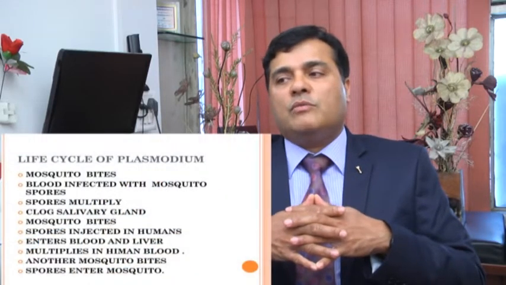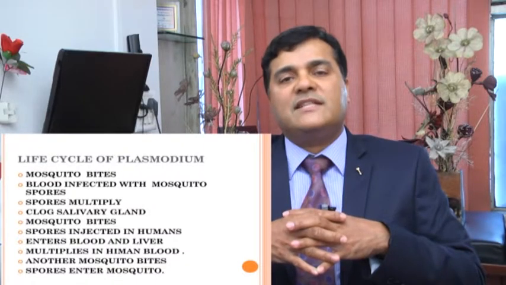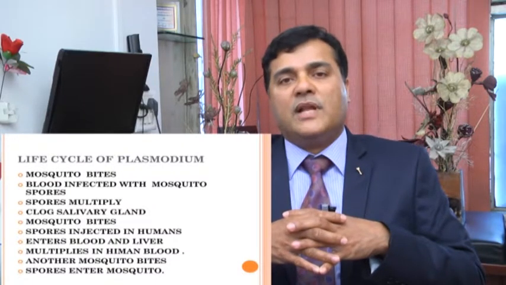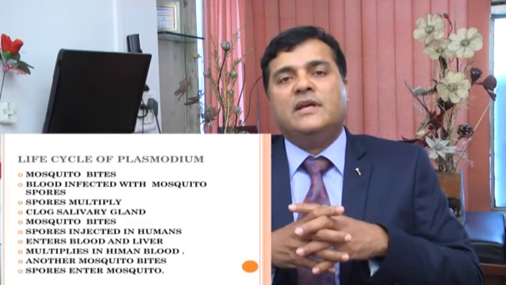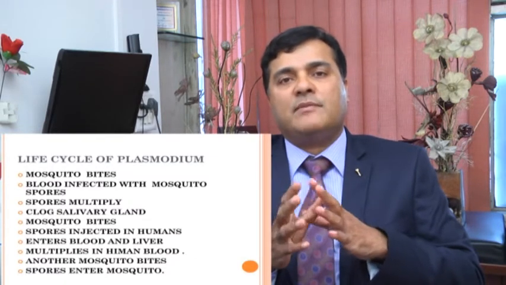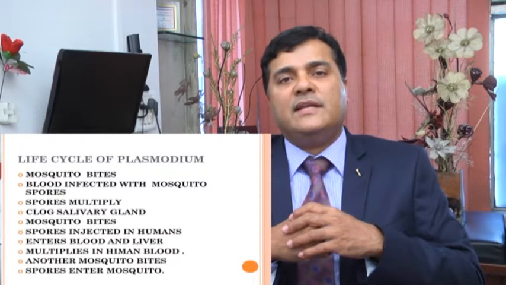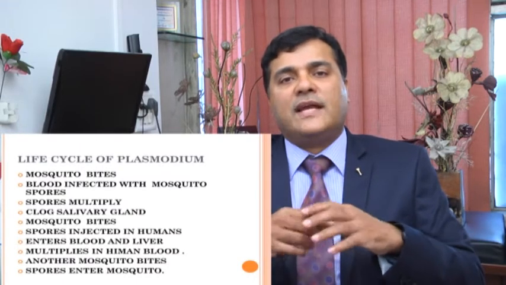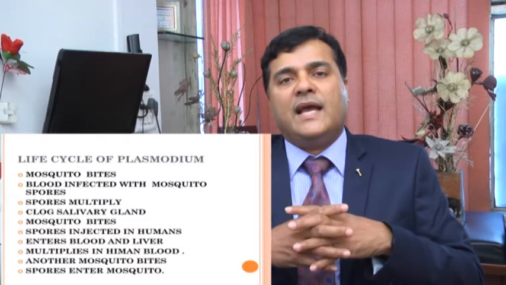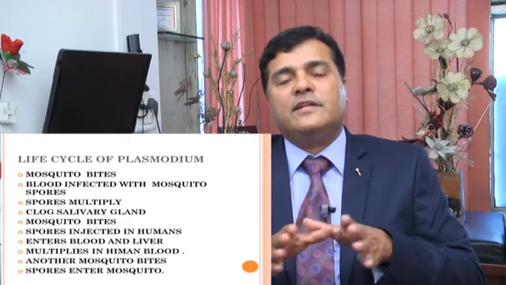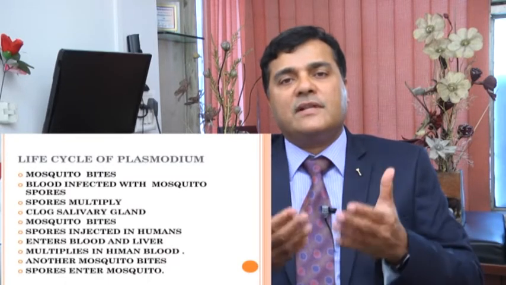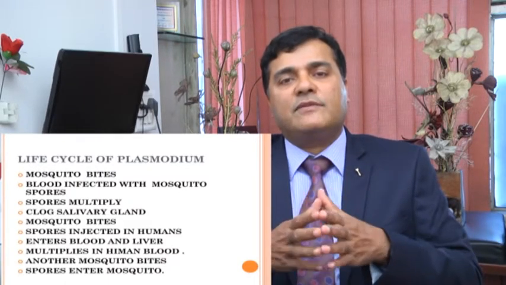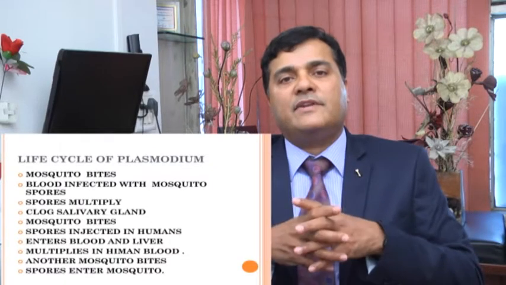So what is the life cycle of Plasmodium? What happens is, when a mosquito bites an infected person, the blood which is infected with the spores or sporozoites of P. vivax or P. falciparum enters in the salivary gland and then the intestine of the mosquitoes, and in the intestine they enter into the blood circulation and they start multiplying, and then they find themselves into the salivary glands of the mosquito and they clog the salivary glands.